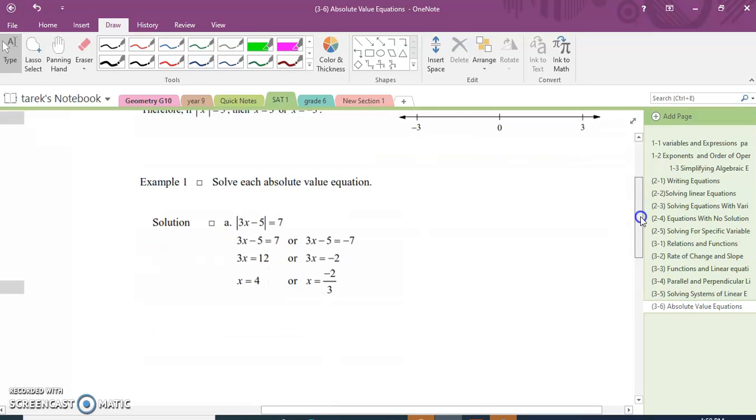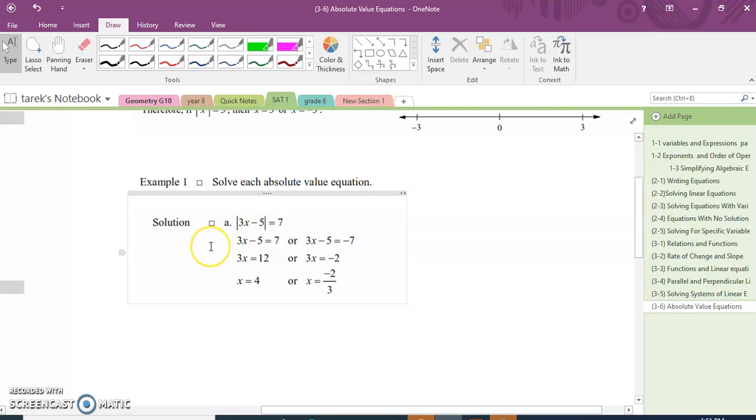How can I solve the absolute value equation? Example, I have an equation, absolute value of negative 3x minus 5 equals 7. How can I solve it? I have to consider this amount is either 7 or negative 7. Means before getting the absolute value, it was either 7 or negative 7. It was either positive or negative. When we got the absolute value, now it is positive.